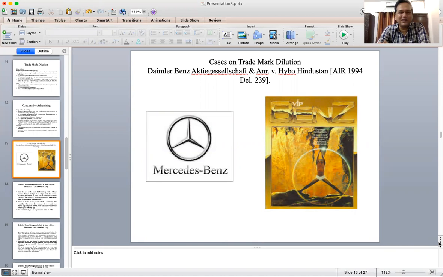So what were the concerns? First of all, you must figure out these two pictures. That is why I have just displayed them, so that you will be very clear about what we are talking about. So there is a pretty similar kind of imitation with regard to the Mercedes-Benz mark. Now coming to contentions.